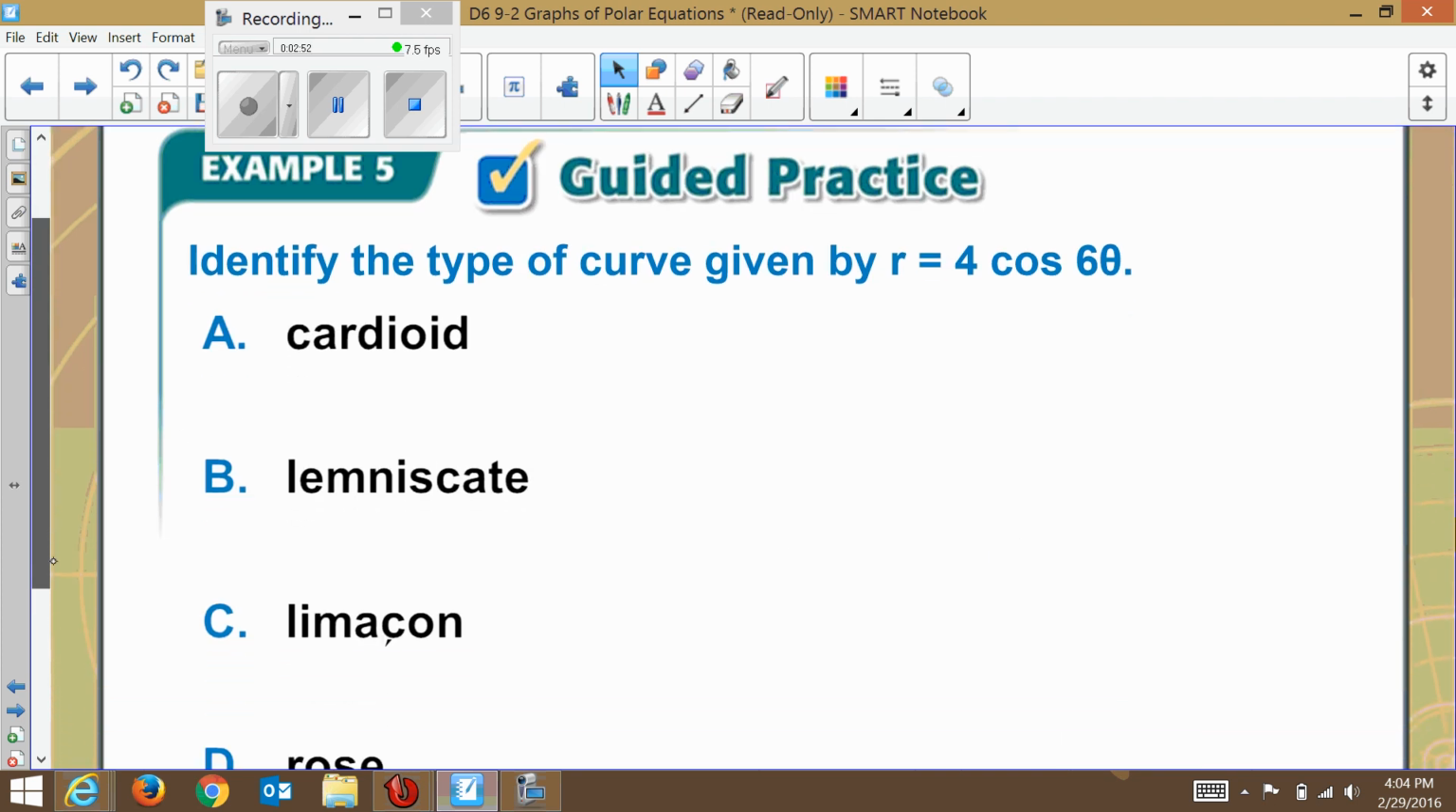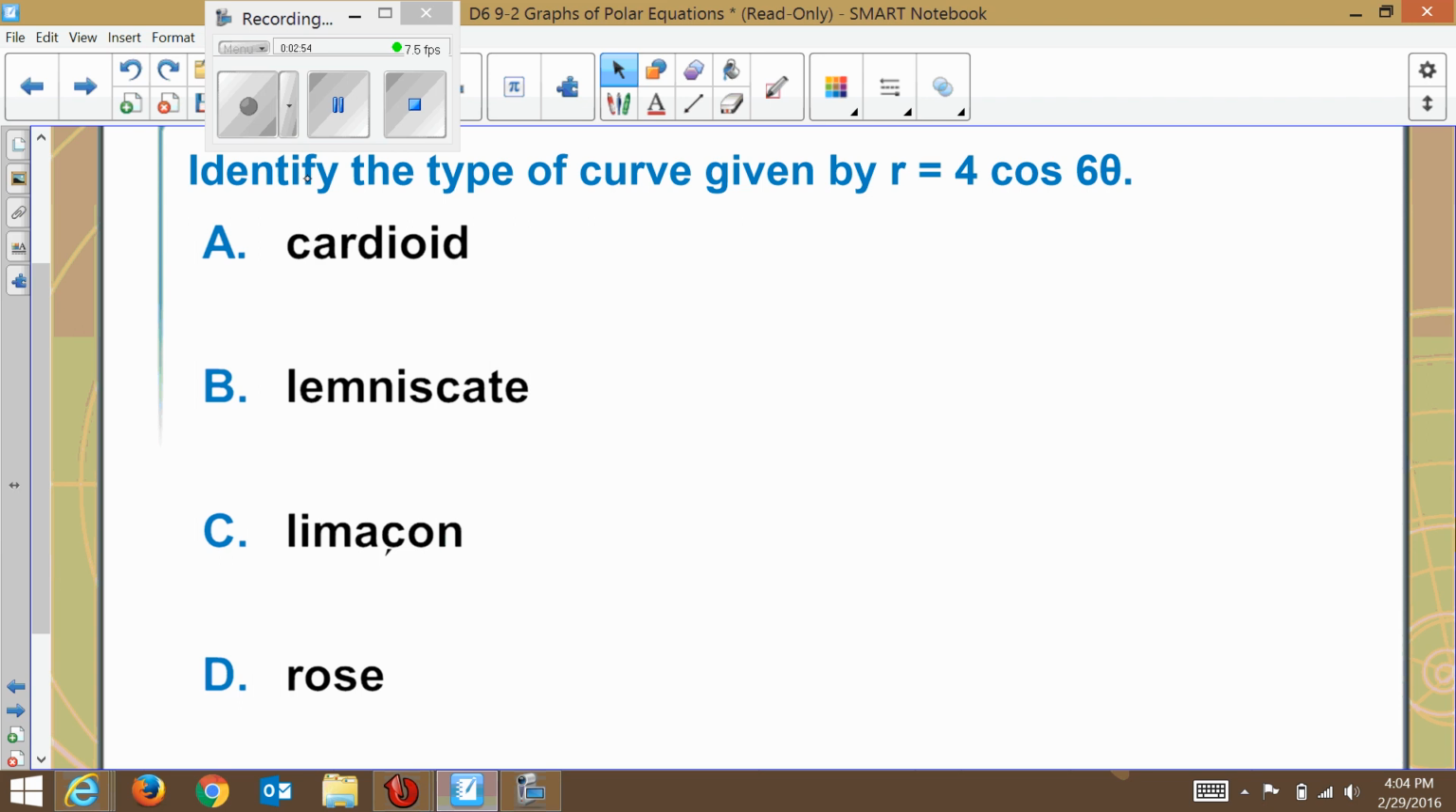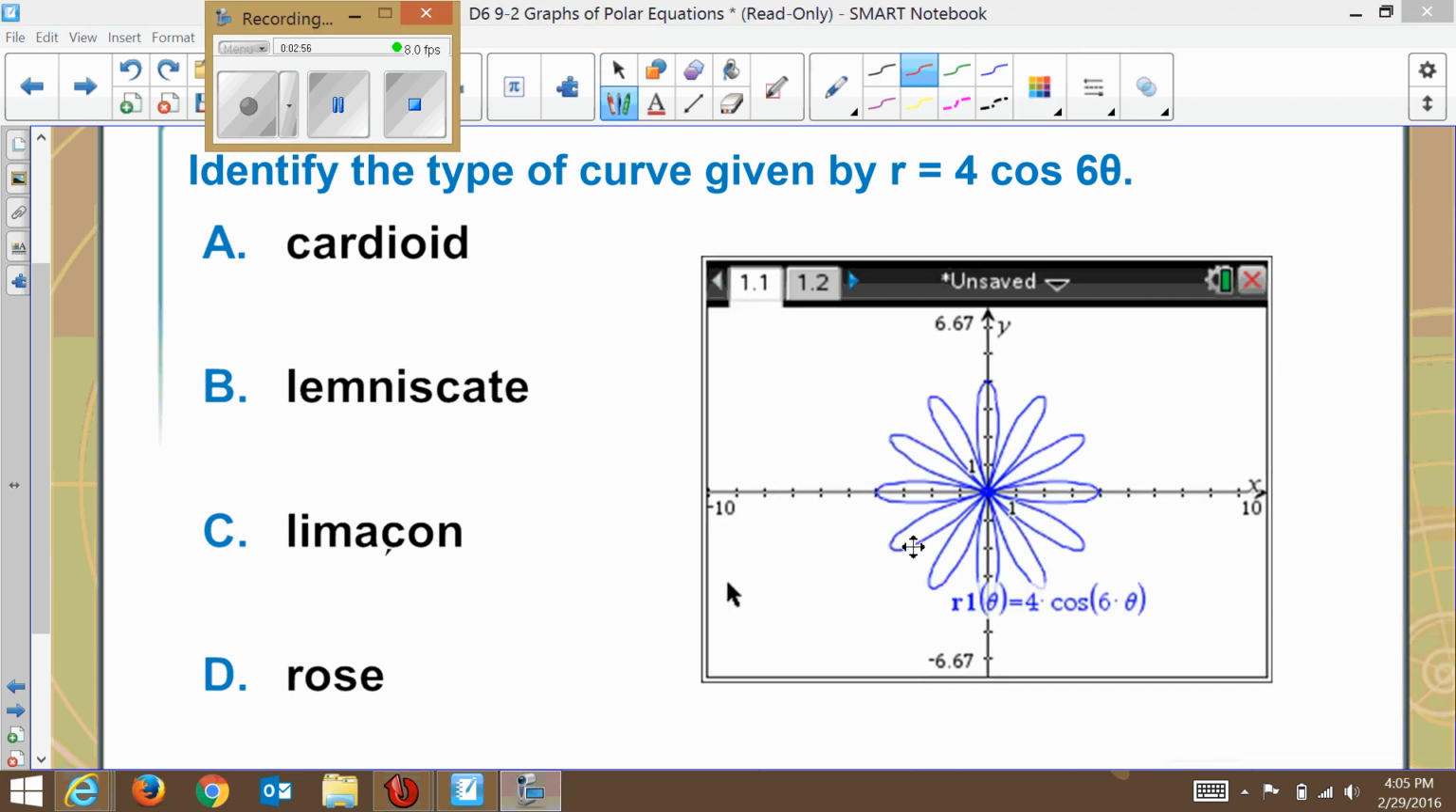Now I'll let you graph this one and see what it turns out to be. This here is our graph. It looks like it'd be a rose, and not only that, if you ask for the symmetry, because it's a cosine here, we would say its symmetry is with the polar axis. It's an even number, which means the petals should be double. It should be about 12 petals. You could count them out to make sure.